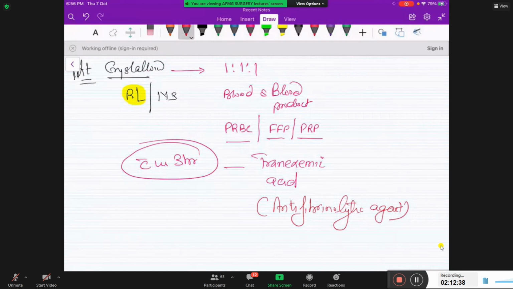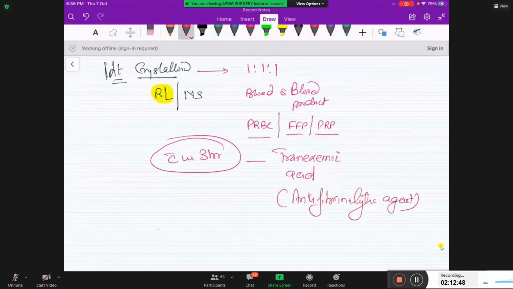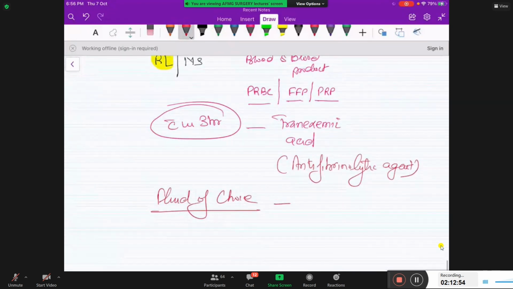Right? Immediately, within 3 hours, if the patient is coming, we should also give tranexamic acid. Right now, so if you are asked, what is the fluid of choice in trauma? There is no confusion about it. It is ringer lactate.